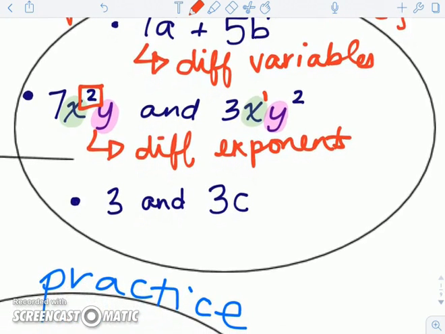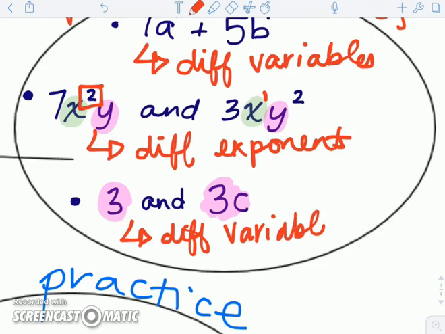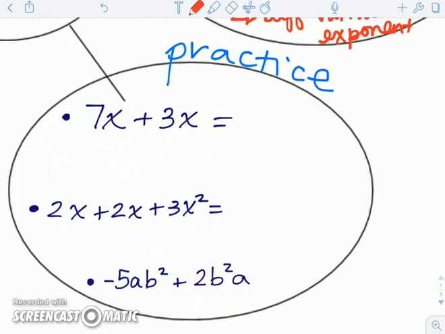And my last one, 3 and 3c, I'm looking at a constant right here without any variable, and then 3c, they don't have the same variable and they don't have the same exponent. So different, this one doesn't even have a variable, different variable, and exponent. So those ones definitely are not like terms. So let's look at some practice, this last bubble down here.